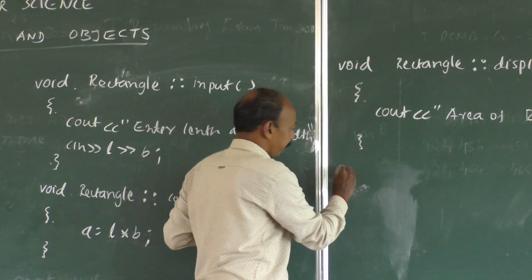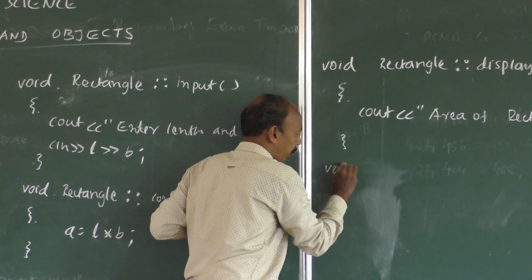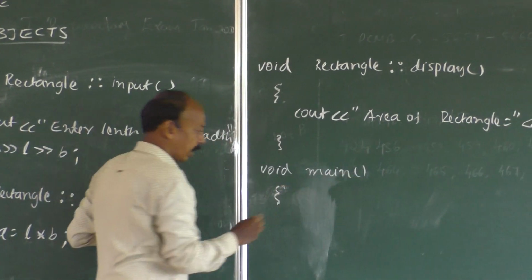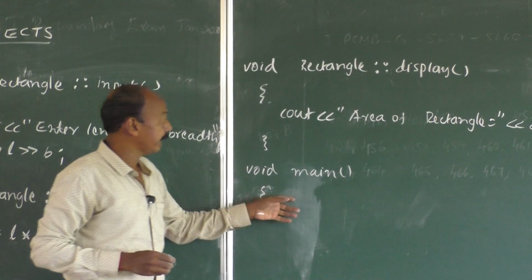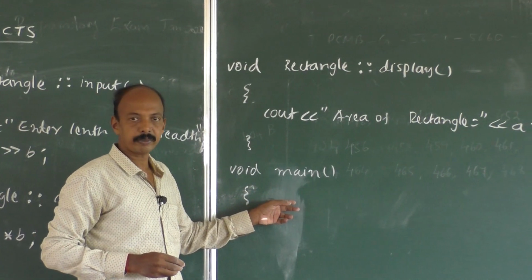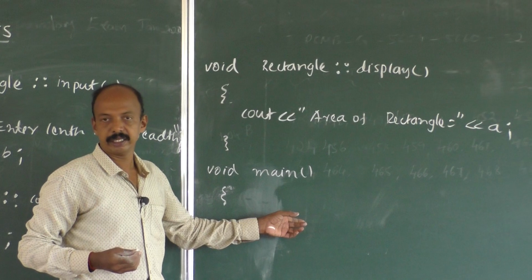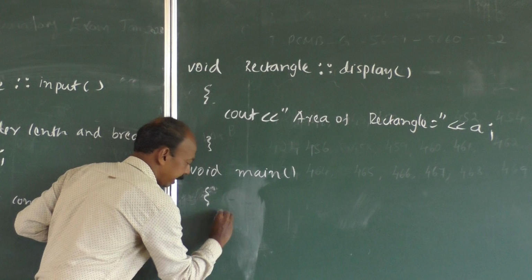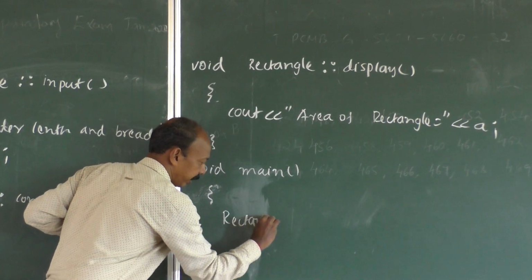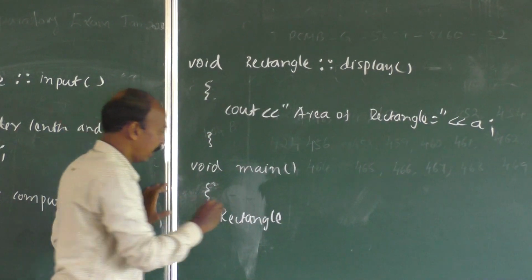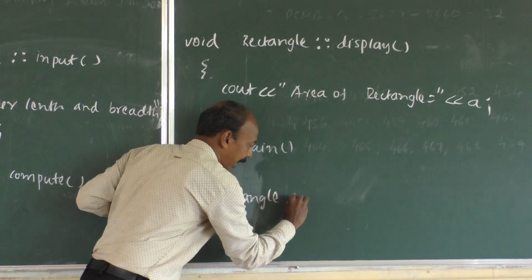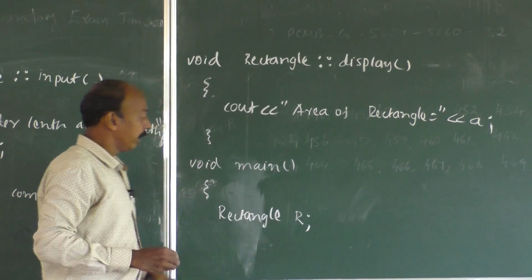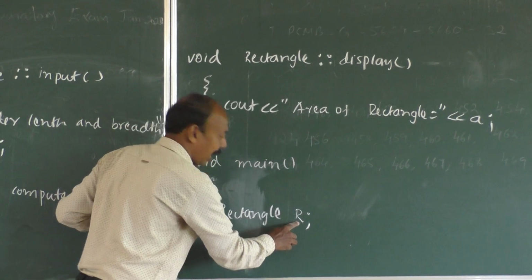Now, after that, we are going to write void main. What is the next task? We have not created the object for the class. How to define an object? Class name. What is the class name? Class name is rectangle, space, object name. Let us write it as R. We can write any name here, it is a defined name. We have defined the object R now.